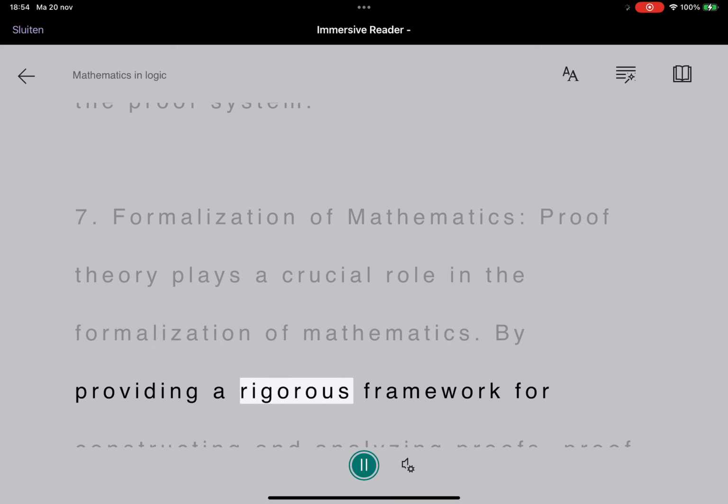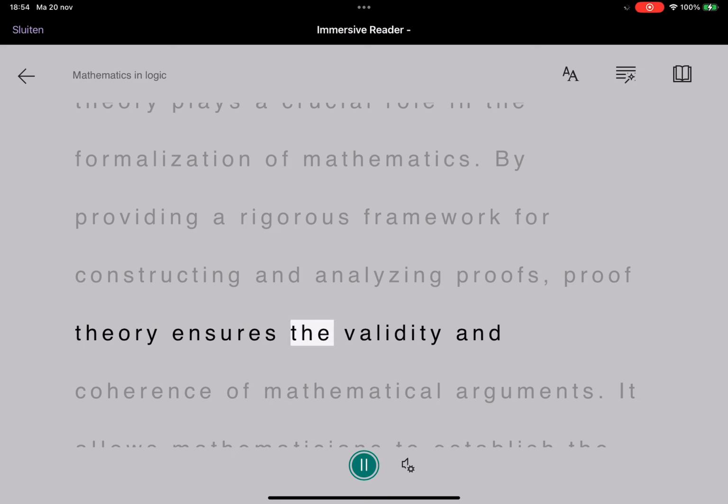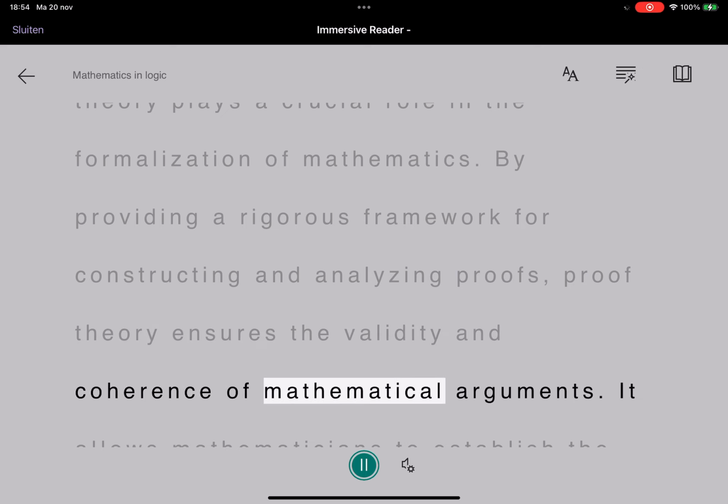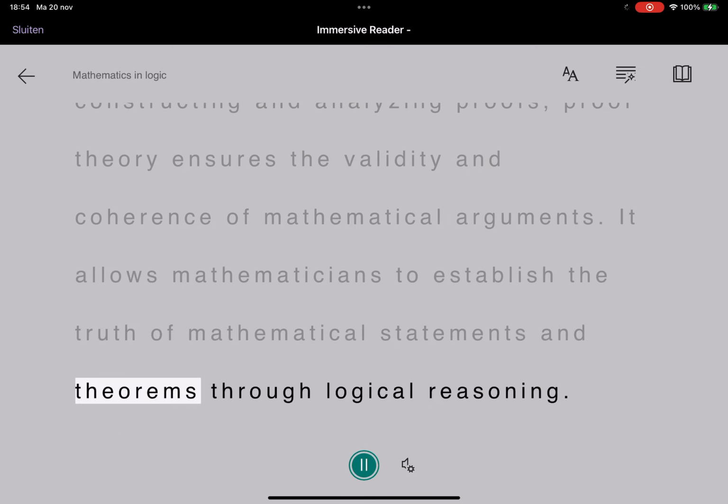By providing a rigorous framework for constructing and analyzing proofs, proof theory ensures the validity and coherence of mathematical arguments. It allows mathematicians to establish the truth of mathematical statements and theorems through logical reasoning.